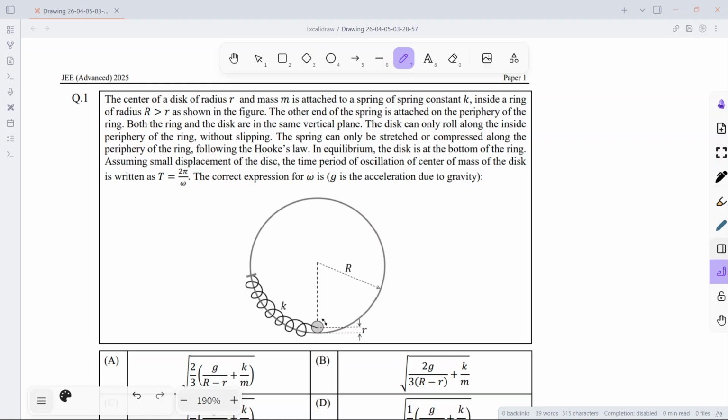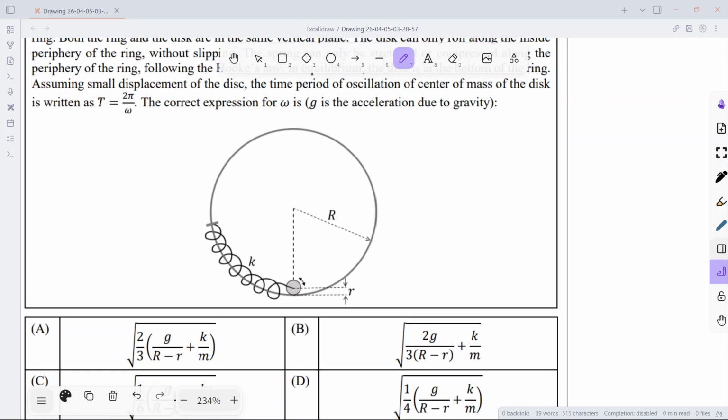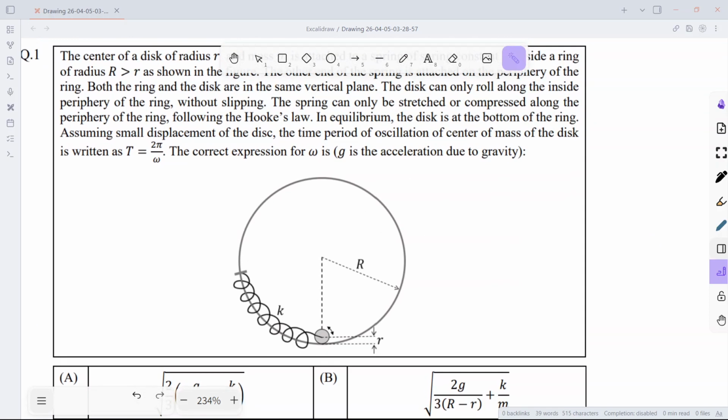Okay, but yeah, fun problem. So the center of the disk of radius r, mass m, is attached to a spring inside the ring with radius R greater than r. So essentially, this little ball here in this hoop is connected to the spring, and it's going to go back and forth. And this spring is going to expand and contract and so on.